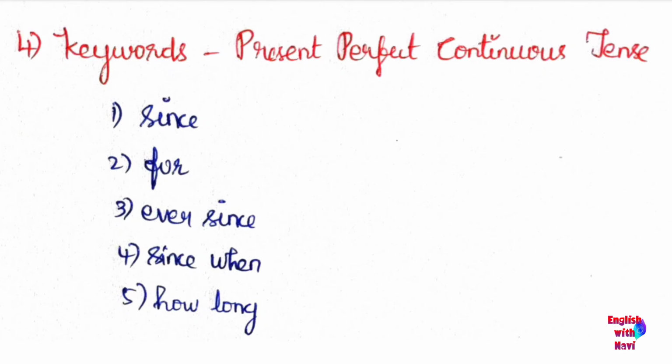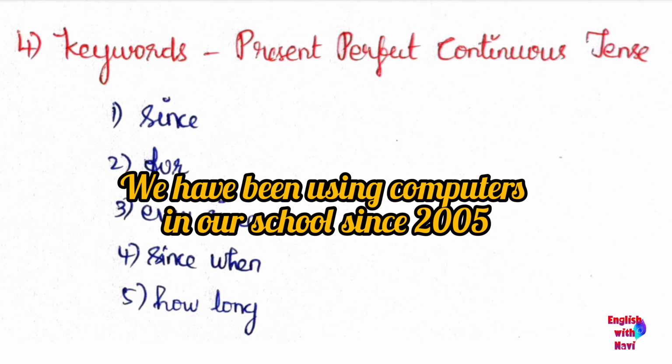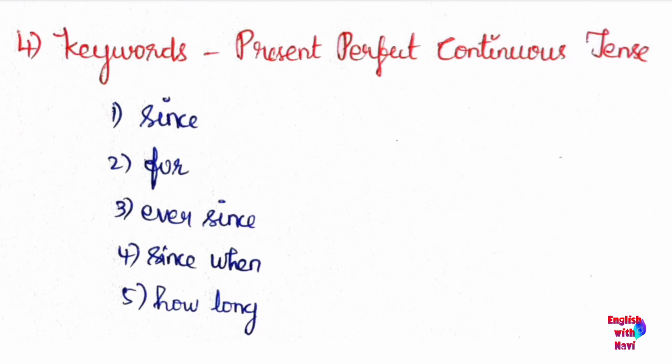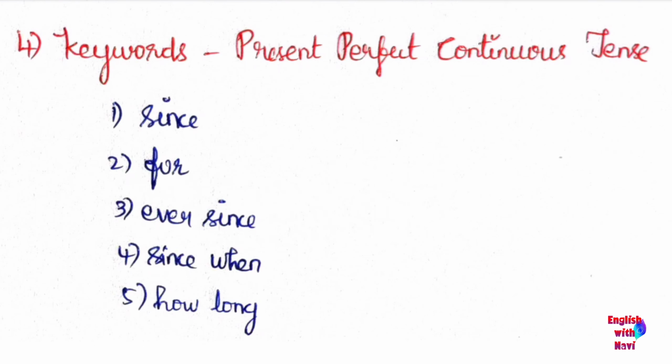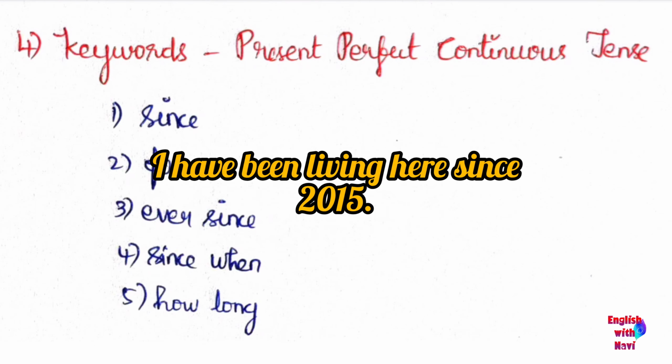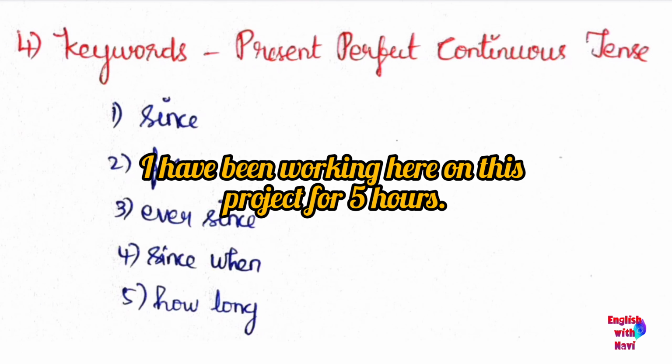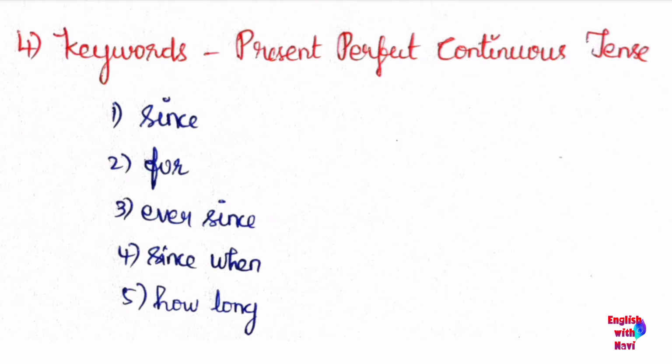Some examples would be, we have been using computers in our school since 2005. We have been living here in this house for 15 years. I have been living here since 2015. I have been working here on this project for 5 hours and I am tired now. Alright, so this was all about present perfect continuous tense.